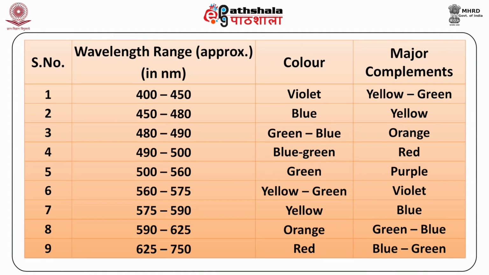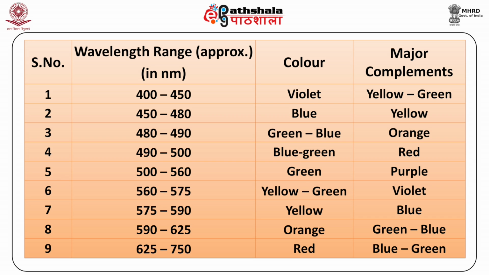Now the table is showing major colors and their complements along with wavelength. In this, the wavelength range in nanometer is given, with the color and its major complements. The wavelength range of 400 to 450 shows violet color and its major complements are yellow and green. The wavelength of 450 to 480 shows blue color and its major complement is yellow. The wavelength of 480 to 490 shows green-blue color and its major complement is orange color. The wavelength of 490 to 500 shows blue-green color and its major complement is red.